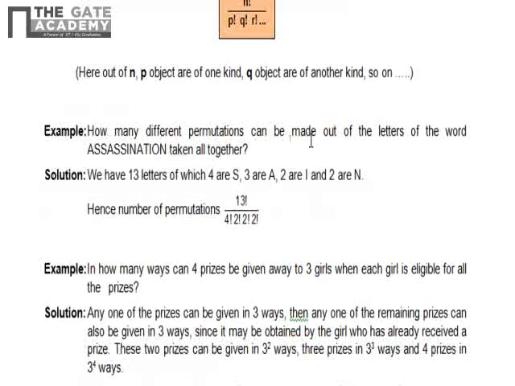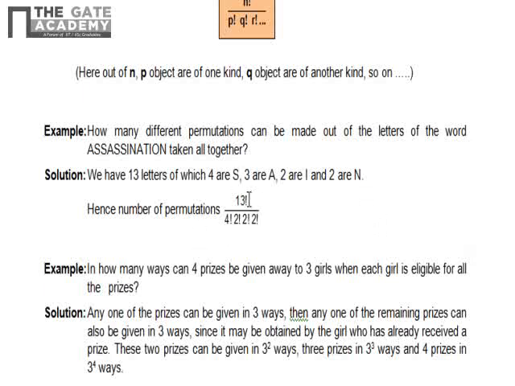How many different permutations can be made out of the letters of the word ASSASSINATION taken all together? In ASSASSINATION there are 13 letters. If we count the similar alphabets, S is 4 times, A is 3 times, I 2 times, and N 2 times.